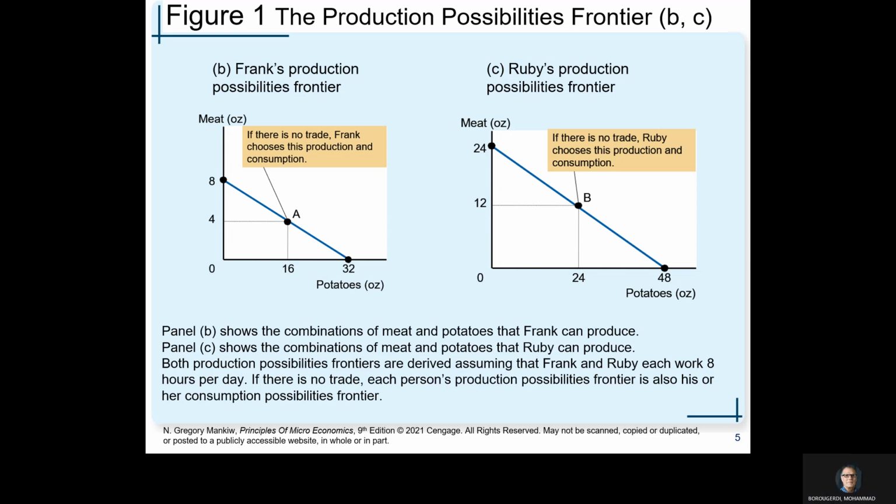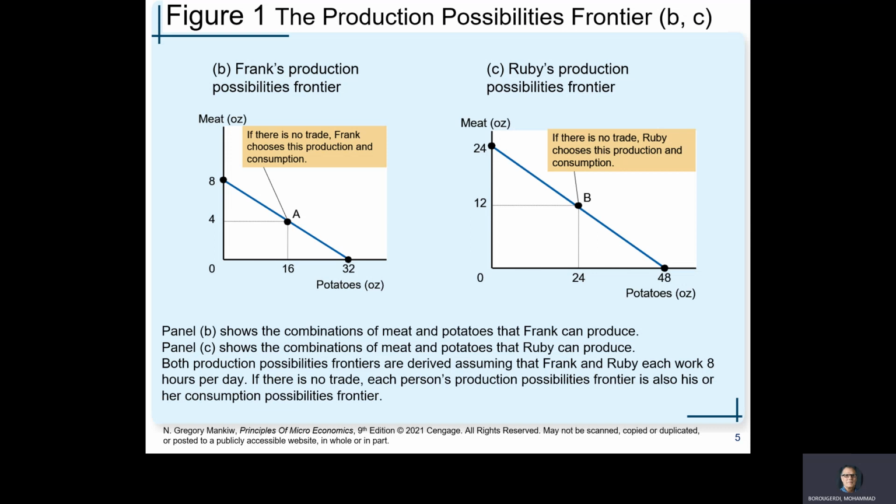Right off the bat, as you notice here, Ruby has an absolute advantage over Frank in both of them. If she works 8 hours, she comes up with 24 ounces of meat. And Frank works for 8 hours and ends up with 8 ounces of meat. So Ruby has an absolute advantage over Frank in making meat.